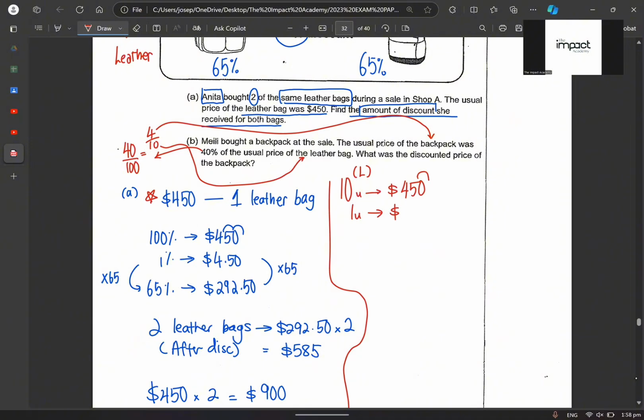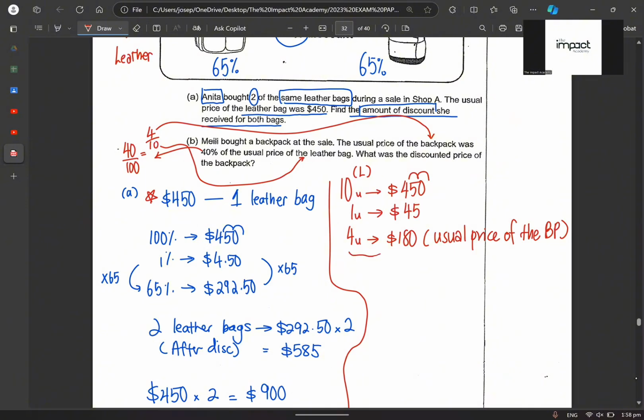All right, same process. Just go back 2 times. You get 45. And we want to find how many units? We want to find 4 units. Why 4 units? Because this 4 units is basically the usual price of the backpack. Let me just write this down for you. I'll just put BP to show that it stands for the backpack.